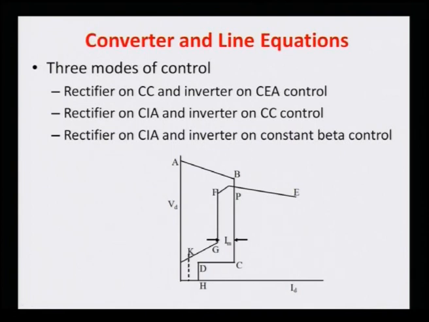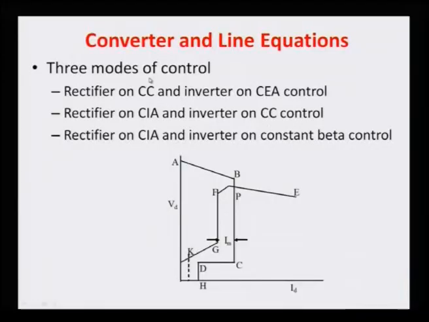Sometimes we take only the resistance and ignore the capacitance, but if you are going for detailed modeling, you also have to include the capacitance between the two poles. In the control, we know there are 3 types of control. This is the control characteristic which was discussed in the previous module. Here AB is the alpha minimum control, that is, the constant ignition angle control (CIA) of the rectifier side.